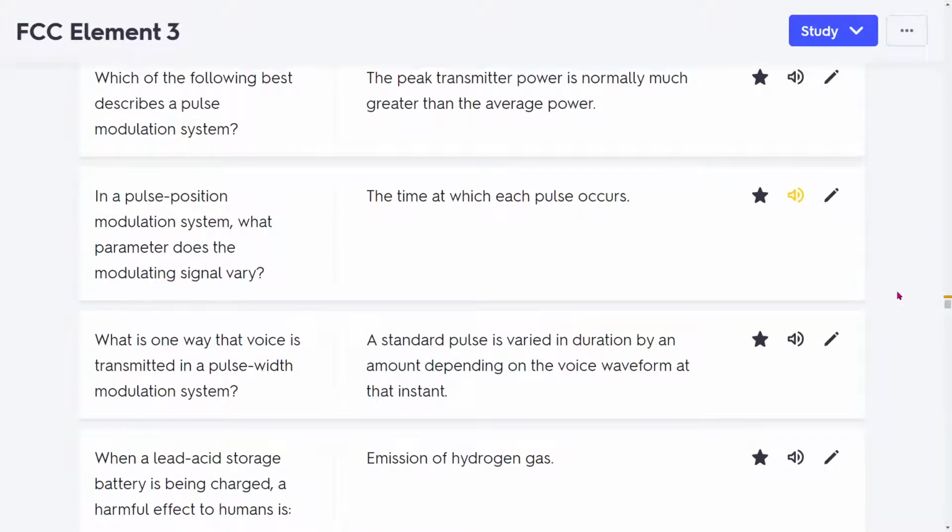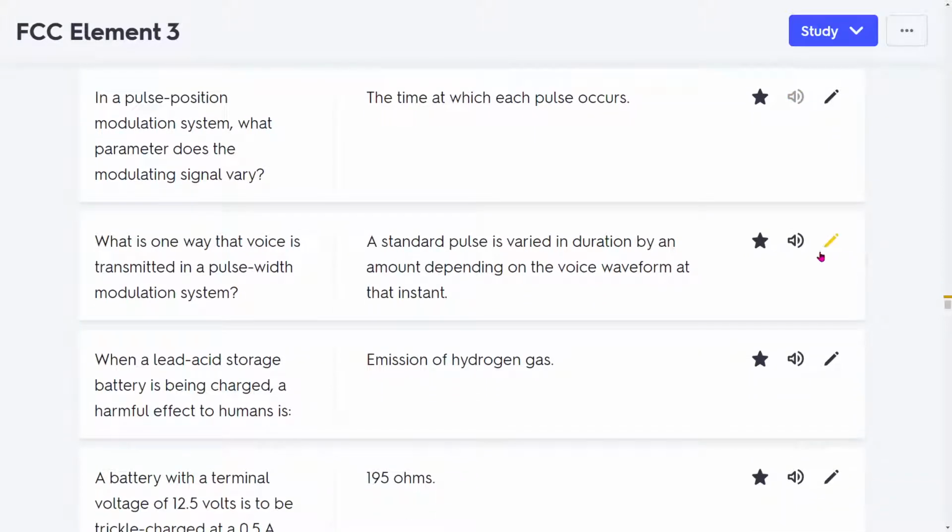In a pulse position modulation system, what parameter does the modulating signal vary? The time at which each pulse occurs.